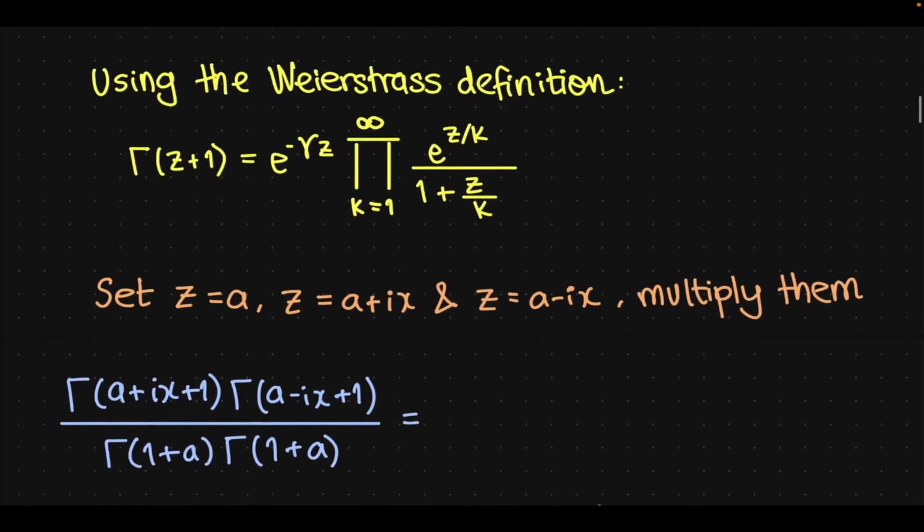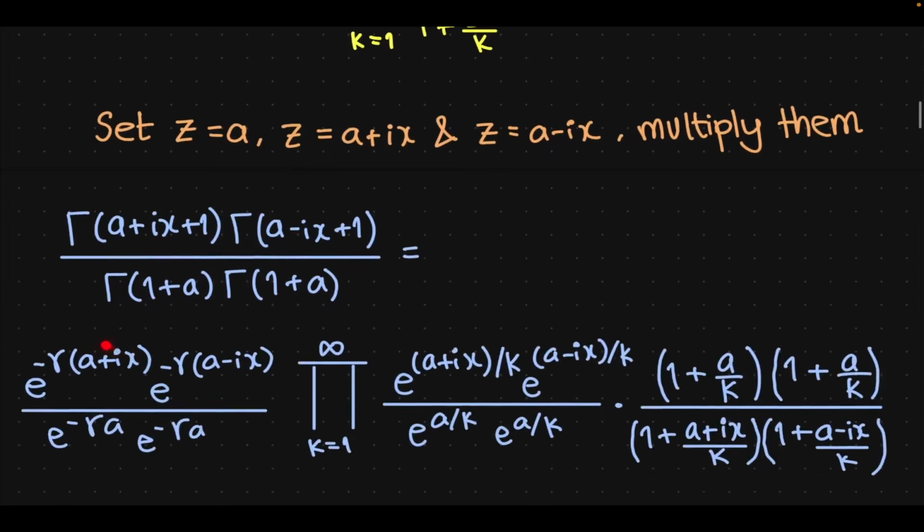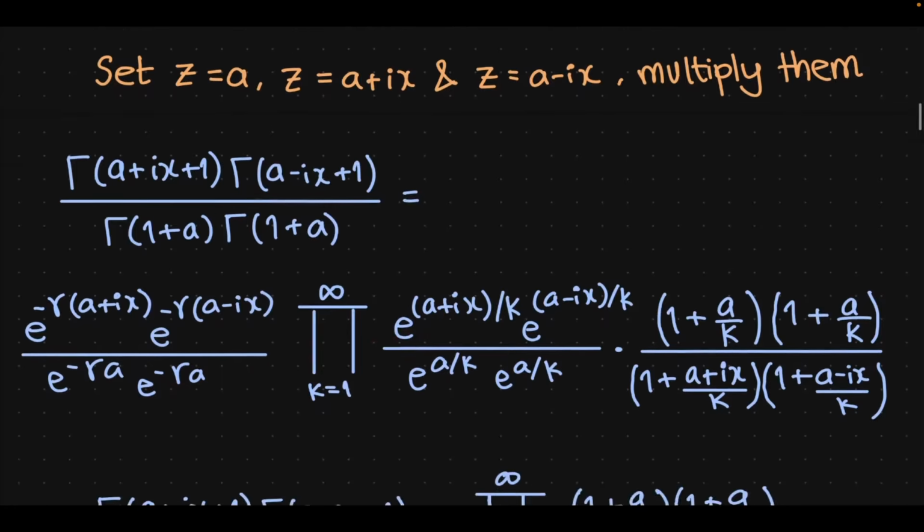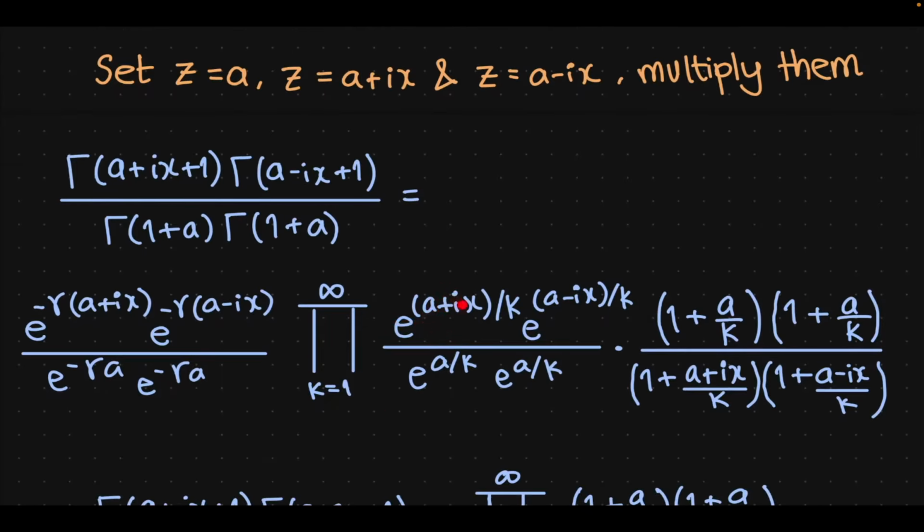And if we just use the Weierstrass definition for the gamma function for this left-hand side, we end up with e to the minus Euler-Mascheroni a plus ix, e to the minus Euler-Mascheroni a minus ix, divided by e to the minus gamma a, e to the minus gamma a, times the product from k equals 1 to infinity of e to the a plus ix over k, e to the a minus ix over k, divided by e to the a over k times e to the a over k, times the product of 1 plus a over k times 1 plus a over k, divided by 1 plus a plus ix over k times 1 plus a minus ix over k.